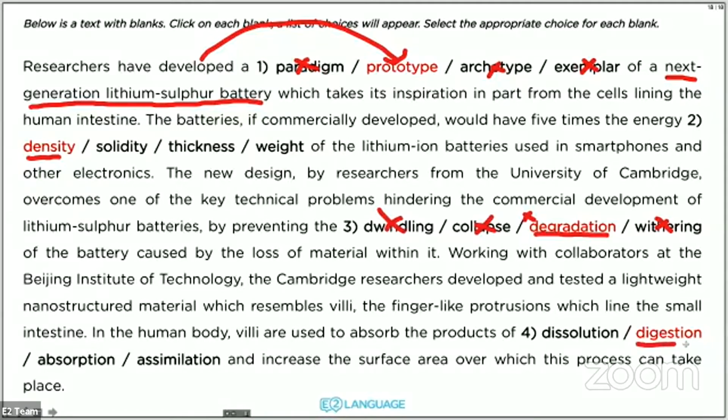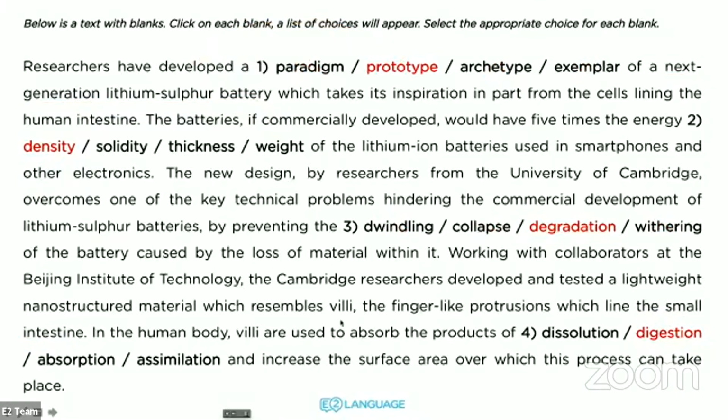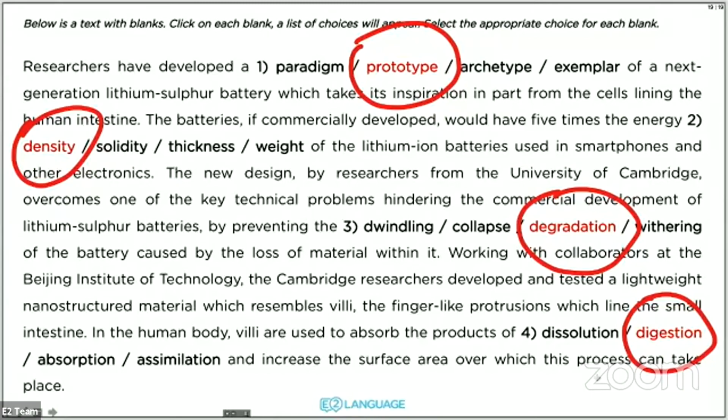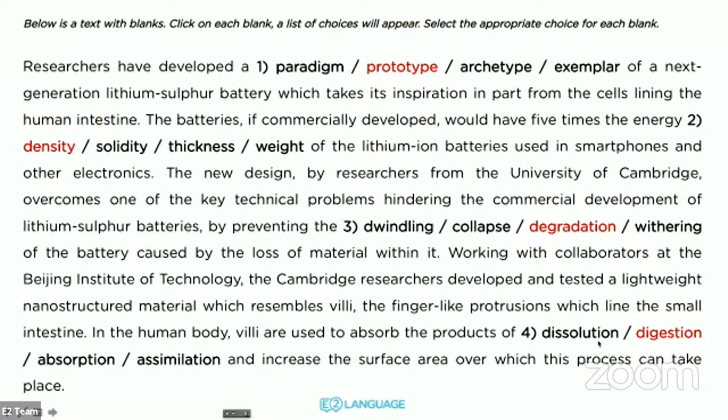Finally, digestion is the word here because it's talking about the small intestine, and you should have read that to realize that it was about digestion. So let me just quickly recap the answers here. Prototype, density, degradation, and digestion. If you got those, is it a miracle or is it you are just smart? Nice. Good. Well done.